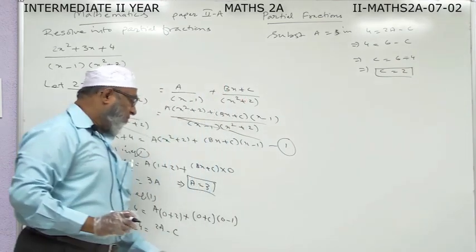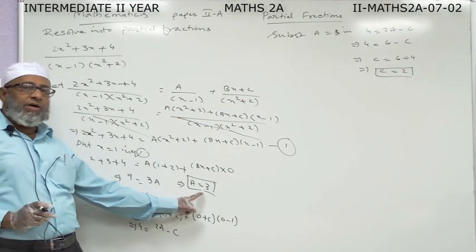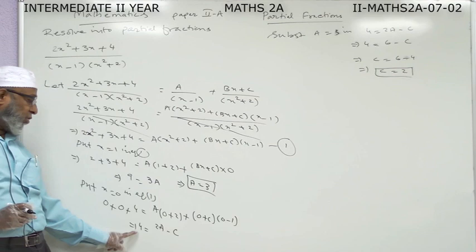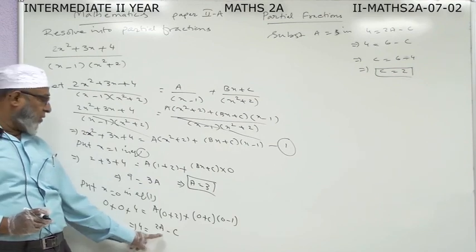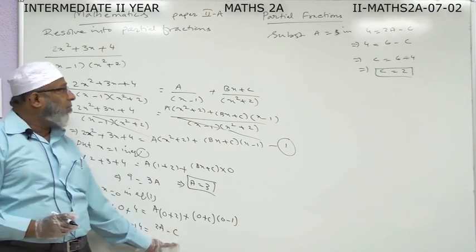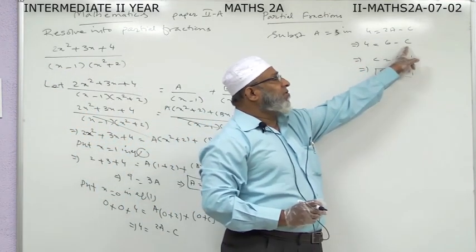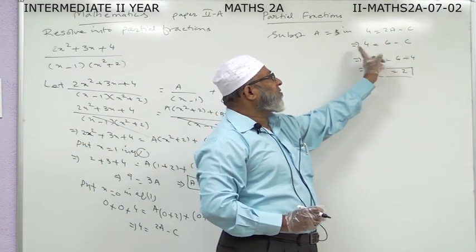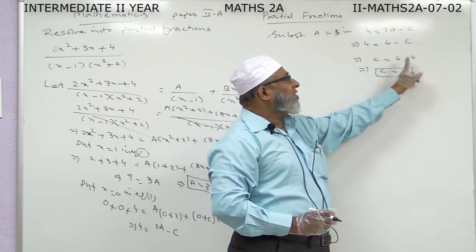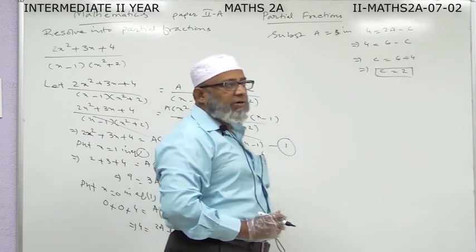What happened? What did I substitute? I got the value of A is equal to 3. I substitute A is equal to 3 here: 4 is equal to 2 into 3, 6 minus C. Therefore, C will transfer to this side, C as it is, plus 4 becomes minus 4. 6 minus 4 is equal to 2. Therefore, I got the value of C.